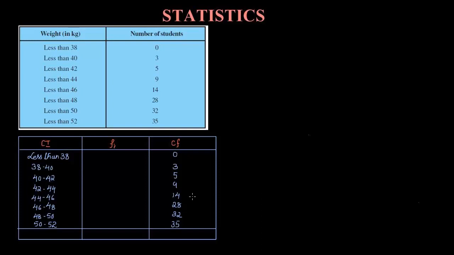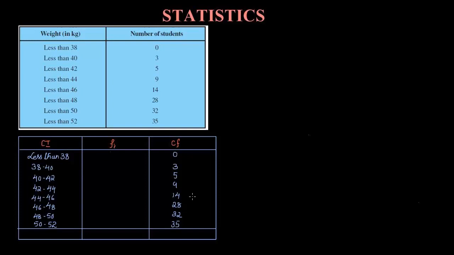In the same way, write for all these values. And whenever I have just told you, you will be having the question in less than type or more than type, in below than type, then you will be having the cumulative frequency, right? So in that case, you need to find the normal frequency, right? So how do we find the normal frequency?